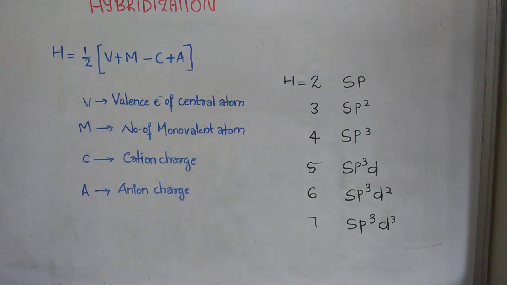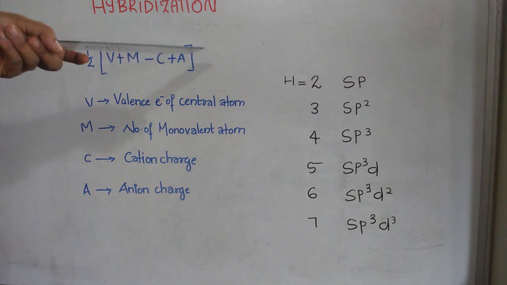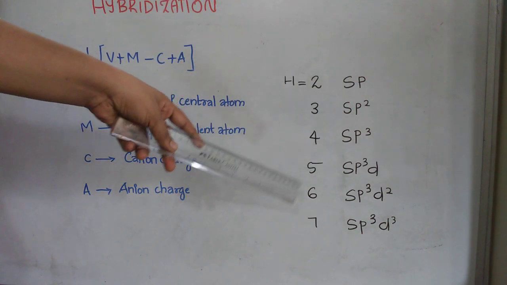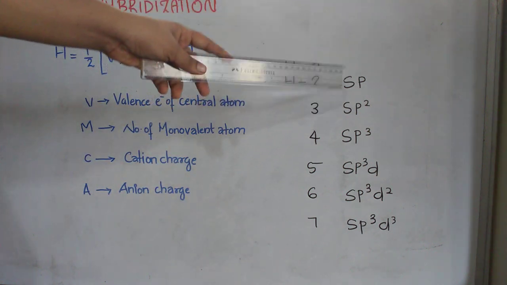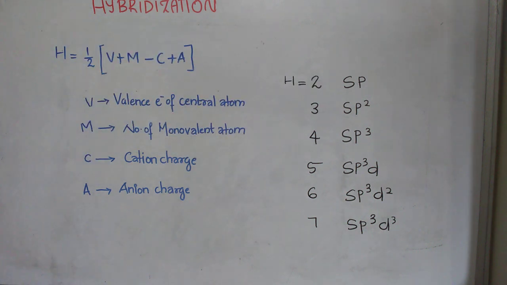So once again, this is the equation, that is H is equal to half into valence electrons of the central atom plus the number of monovalent atoms attached to the central atom minus the charge of cation plus the charge of the anion. If it is 2, 3, 4, 5, 6 or 7, correspondingly the hybridization will be sp, sp2, sp3, sp3d, sp3d2 and sp3d3. Now we will go and check some examples.